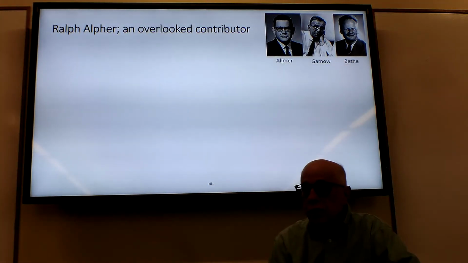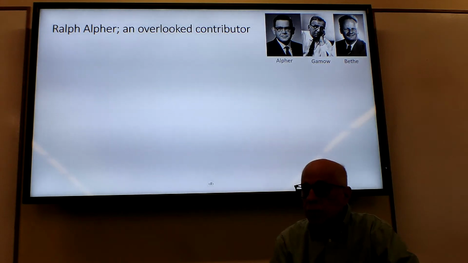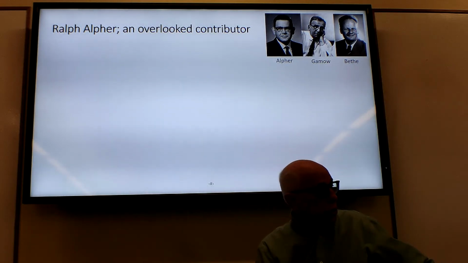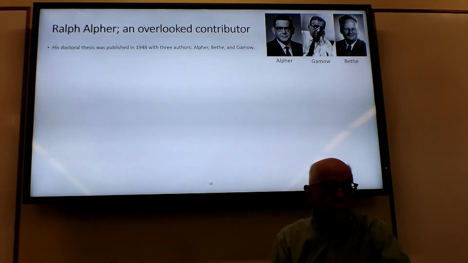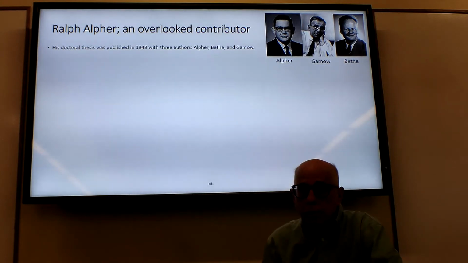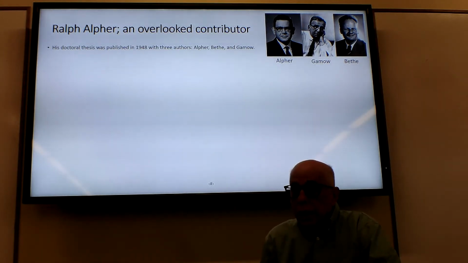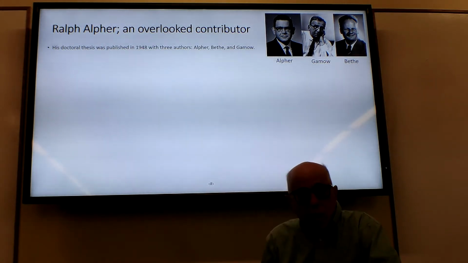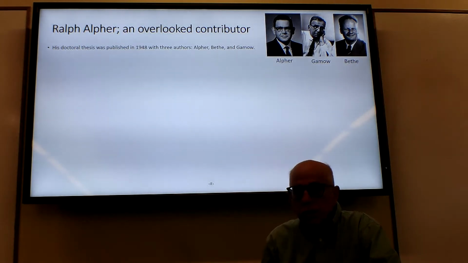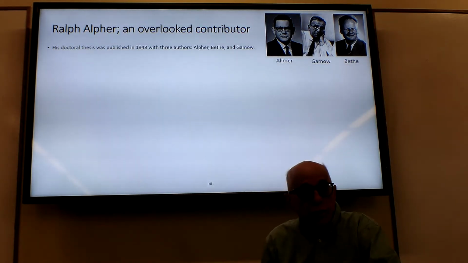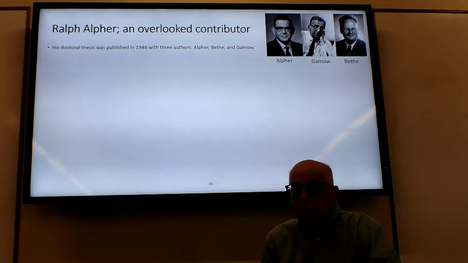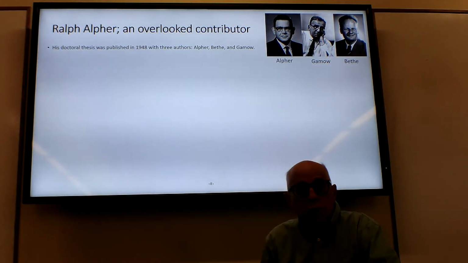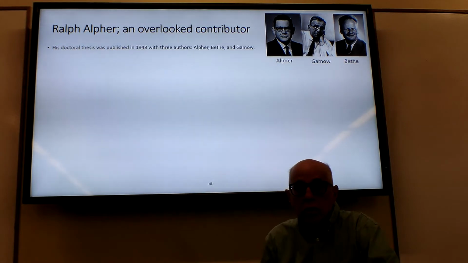Alpher was one of the guys working on that problem. And in the process, he produced a PhD on nucleosynthesis in the early universe. In 1948, he published a paper in a professional journal where he was the lead author. Gamow, who had a reputation around the world, was a Russian émigré and highly respected. He thought it would be fun to add Hans Bethe to the list of authors of Alpher's dissertation paper.